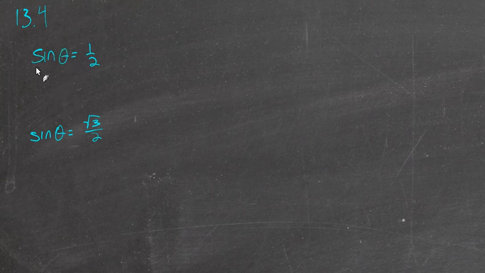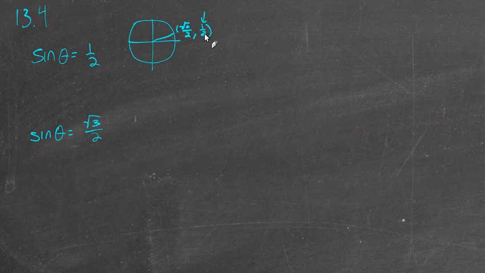So hopefully you broke out your unit circle and took a look. Most likely you looked up here in the first quadrant because that's where we're used to looking. It's the first quadrant we ever started working with in our math careers. And you saw at 30 degrees, or pi over 6, there's this guy: root 3 over 2 comma 1 half. And you said, well, this angle has a sine of 1 half, so this angle has got to be 30 degrees, or pi over 6 radians.